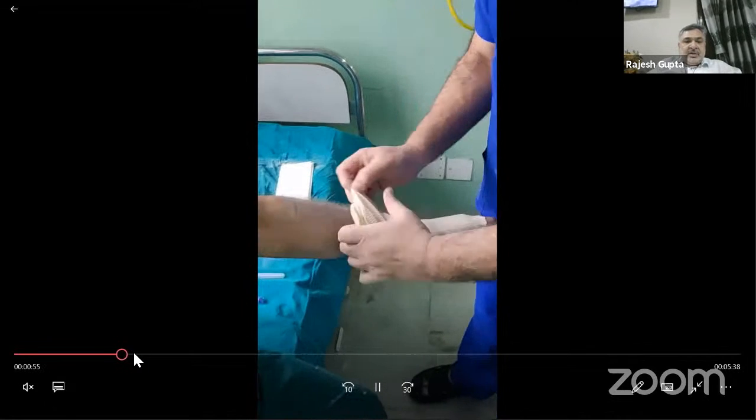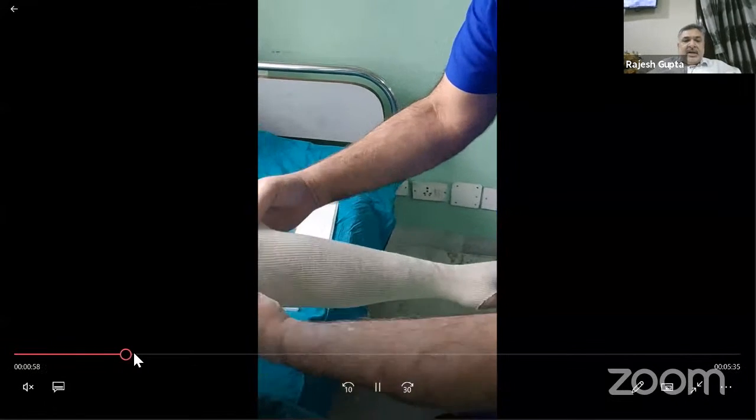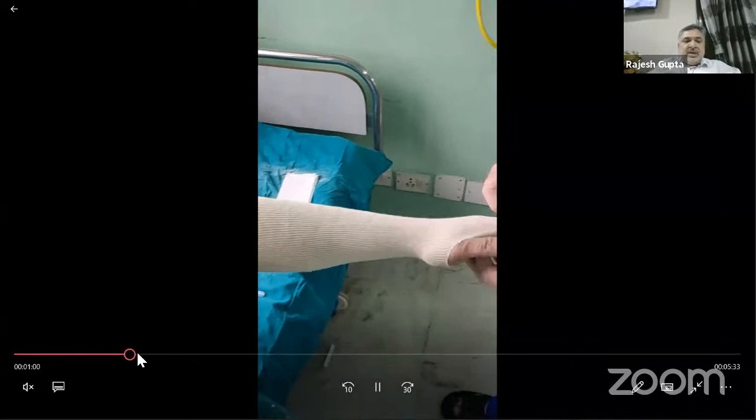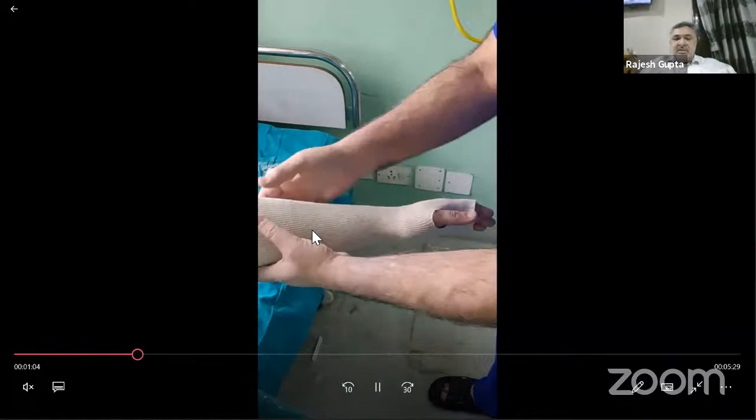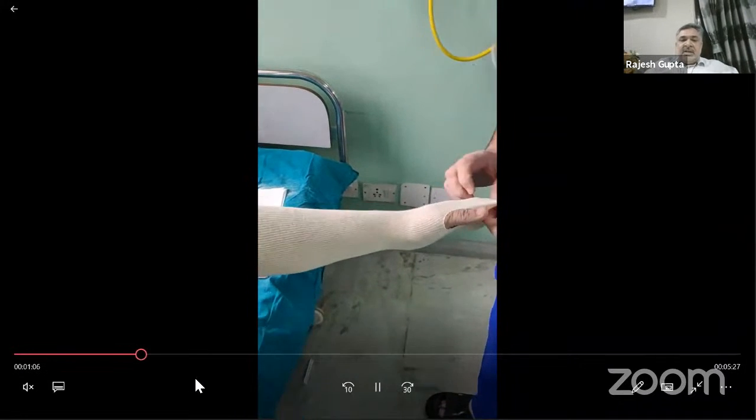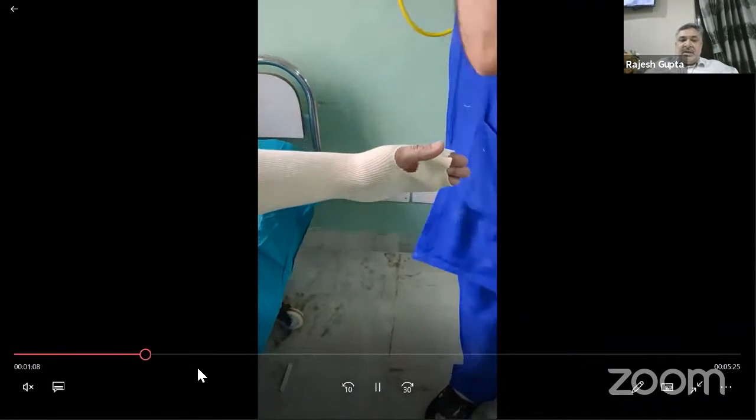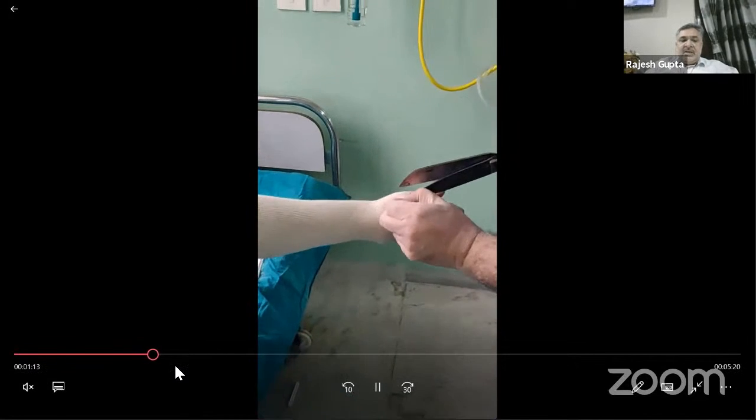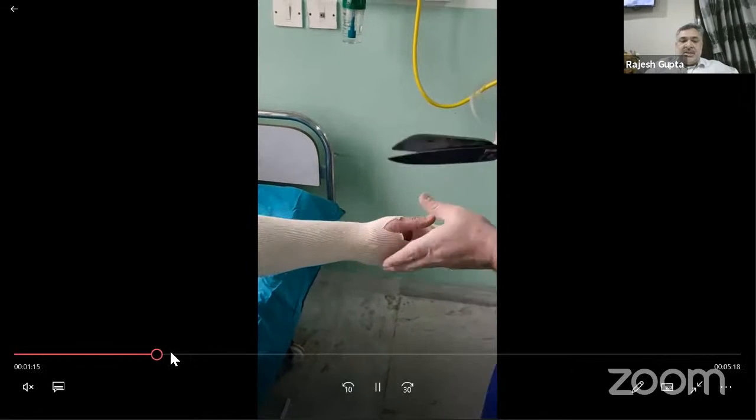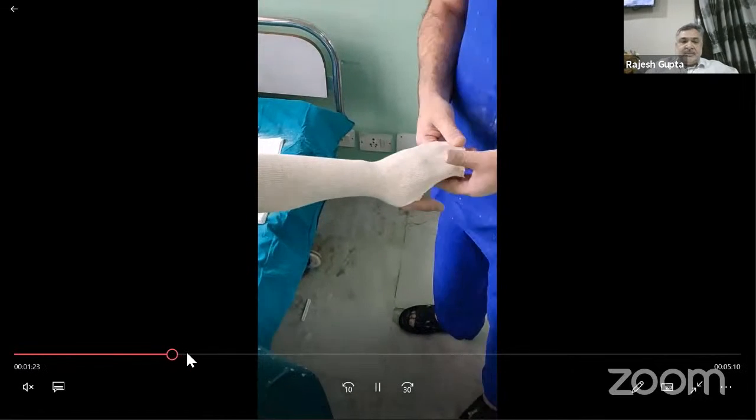and roll it over. The important thing here is it should extend 8 to 10 centimeters beyond the marked level. And the second important thing is there should not be any wrinkles in the stockinette, no bunching. Otherwise, it will lead to a pressure source. So these two things are very, very important.